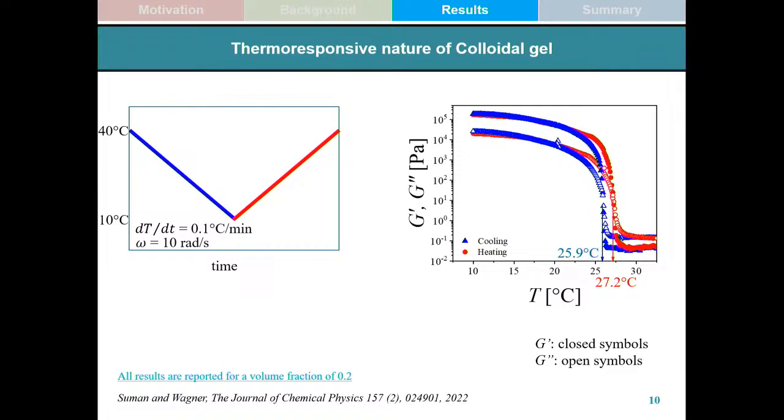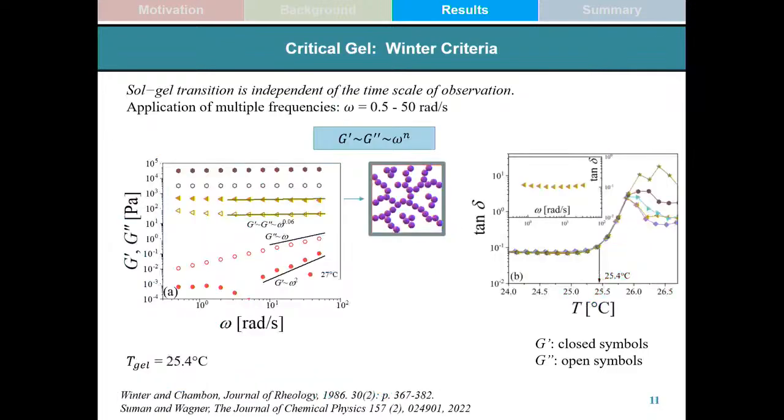The point of crossover between G prime and G double prime is often taken as the gel point temperature, but as you can see, the crossover point is slightly different during the heating and the cooling cycle. So in order to have a more well-defined gel point temperature, we seek refuge in the Winter-Chambon criterion.